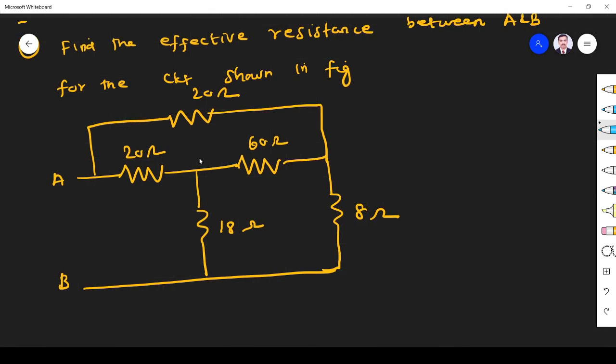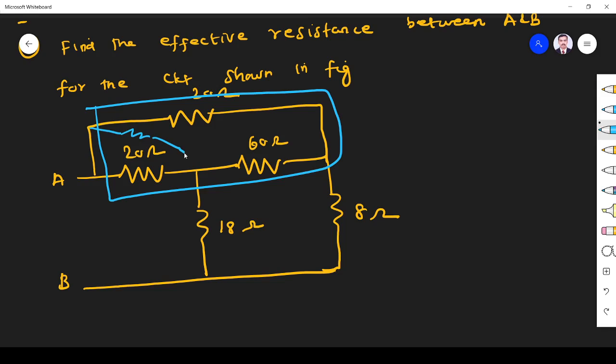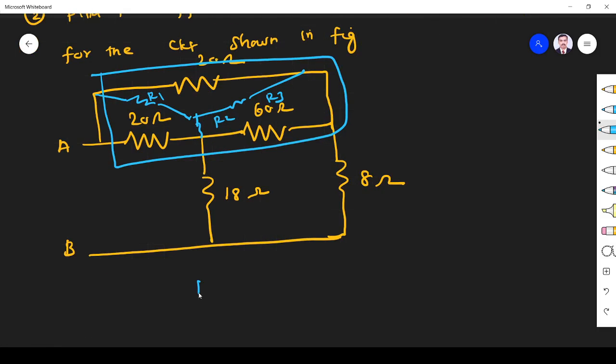Here also it is very difficult to find a series parallel configuration. But I have one chance. This is acting like a delta network, so I find the equivalent star. You put it like this, this is one resistance. Here R1, R2, R3. Simply we can find R1. As I told just now, R1 means: what are the resistances connecting with this terminal, the R1 terminal?